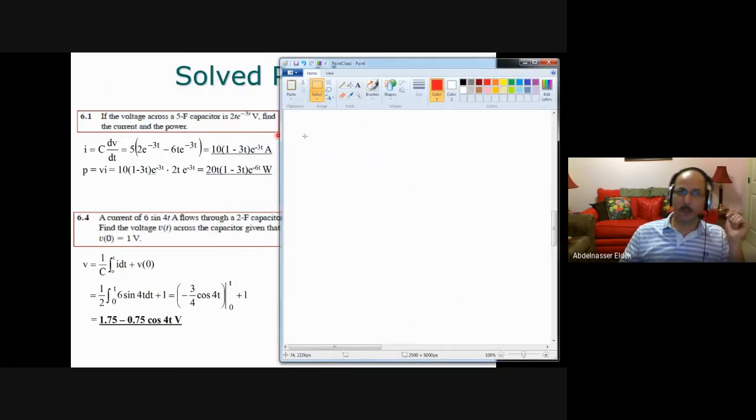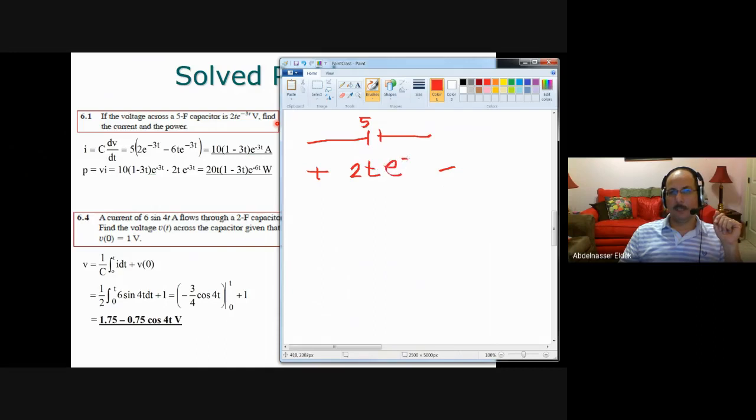So we have a voltage, we have a capacitor. Here we have a capacitor, that's 5 farad. And the voltage across this capacitor is given here: 2t times e to the power of negative 3t. This is the voltage, and you need to find the current I.